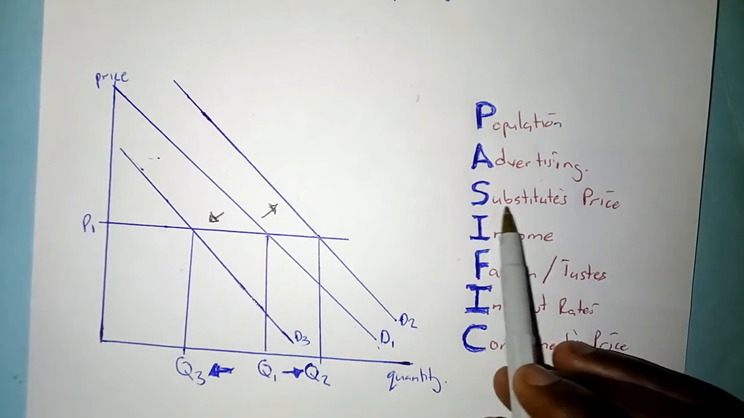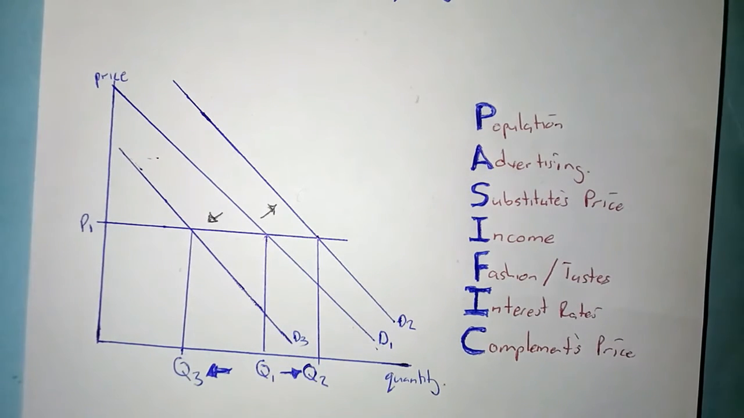Then we have what we call substitute price. A substitute is a good which is in competition with another good, a good which can be used in place of another good.